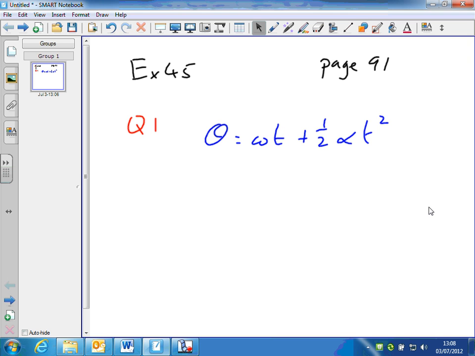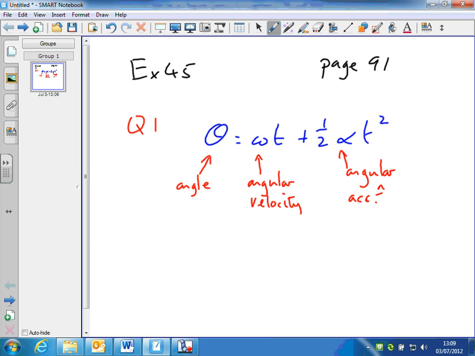Exercise 45, question number 1. So in this question we're relating the angle theta the shaft rotates when it's rotating with an angular velocity omega and an angular acceleration alpha. So these symbols omega and alpha.